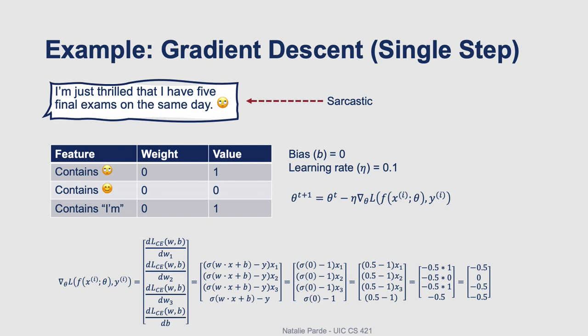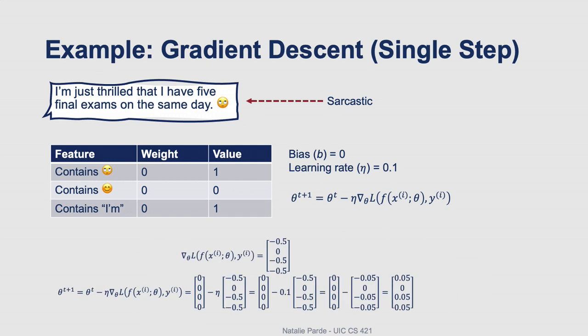We'll repeat with weight w2. So in that case, we're taking negative 0.5 times x2, which is 0, for a product of 0. For weight w3, we'll again have negative 0.5 times 1, so we'll have negative 0.5. And then for the bias term, we don't have a corresponding feature that we're multiplying this by, so we just have negative 0.5.